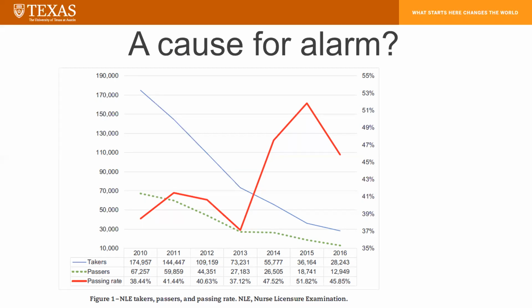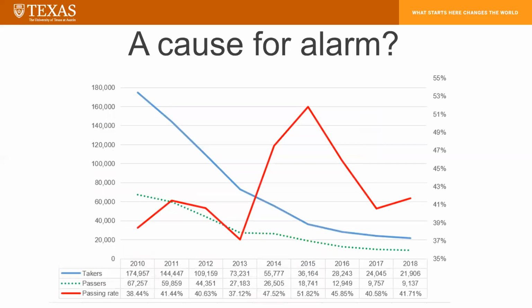At the time of publication, we only have data for 2016. Since I have the data for those years and I also collected data for 2017 and 2018, here's how it looks now. If you factor in 2017 and 2018, we only produce less than 10,000 nurses per year. Results of the NLE show that there are only less than 10,000 nurses who actually pass the board exam per year since 2017. So if you look at the data for 2017 and 2018, it's already below 10,000.